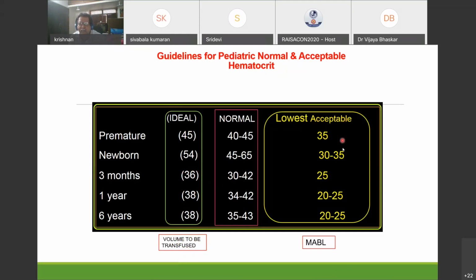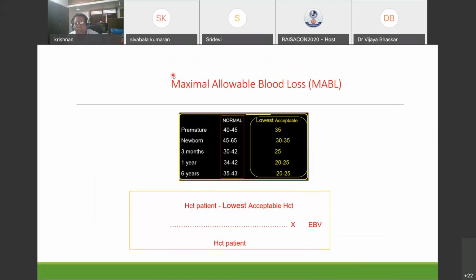This lowest acceptable is the lowest hematocrit that is acceptable to me. If it reaches this level, I will start giving blood transfusion. So I think you are able to understand the difference. Ideal is how much I'd like to give transfusion. The lowest acceptable is how much I'll allow the blood to be lost. So we have two calculations, maximal allowable blood loss. I said this is the lowest allowable hematocrit that I'll allow. So the formula is hematocrit of the patient, the preoperative hematocrit of the patient.